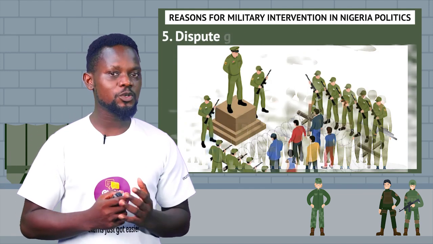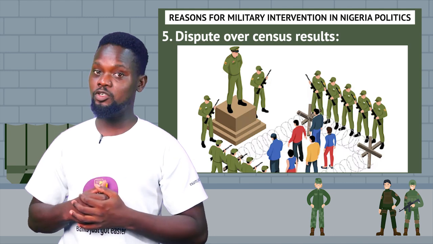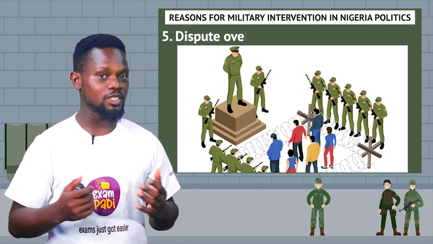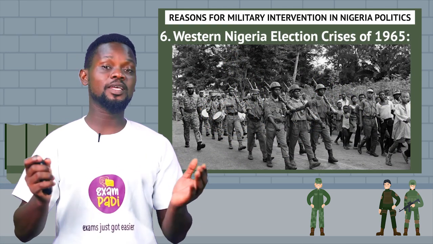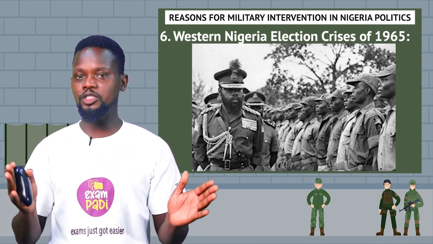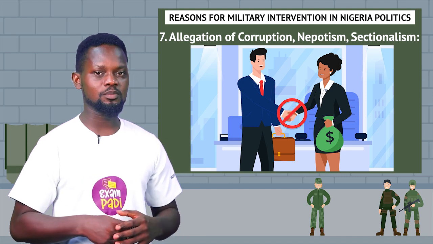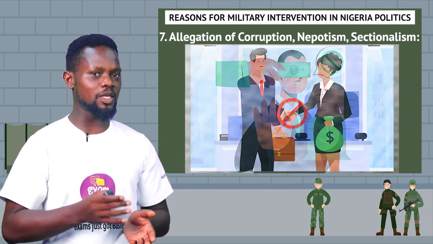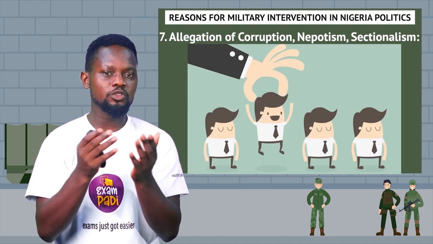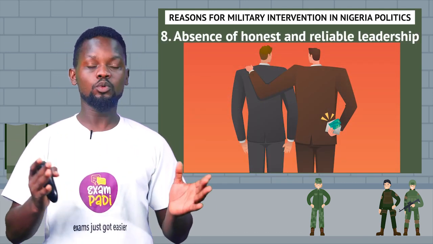Number 5. Disputes over census results. Another reason for military involvement in politics in Nigeria was the 1962 and 1963 census results. Number 6. Western Nigeria election crisis of 1965. This was another election crisis that drew the attention of the military into the political process. Number 7. Allegations of corruption, nepotism, and sectionalism. Nepotism and sectionalism played major roles in appointments, promotions, and so on, which led to the military intervention in Nigeria. And number 8. Absence of honest and reliable leadership.